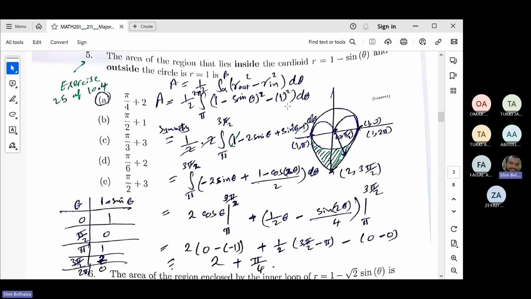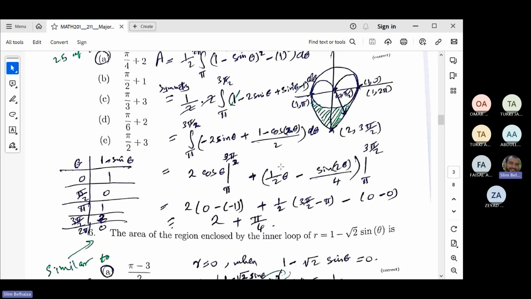r1 squared minus r2 squared. So we'll have 1 minus sine theta squared minus 1 squared. So you end up with what? With 1 minus sine theta squared, which is 1 minus 2 sine theta plus sine squared theta. 1 minus 1, so we are left with minus 2 sine theta plus sine squared, and sine squared we substitute by 1 minus cosine 2 theta over 2. So we get a beautiful integral, and we can solve it. Okay, so you have to take care of the miscalculations, guys.